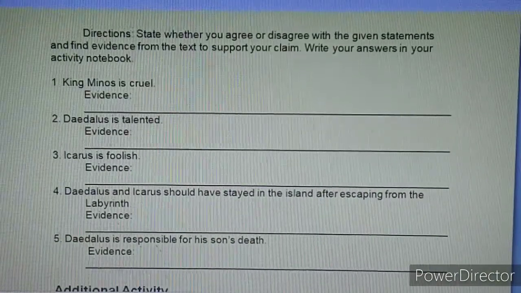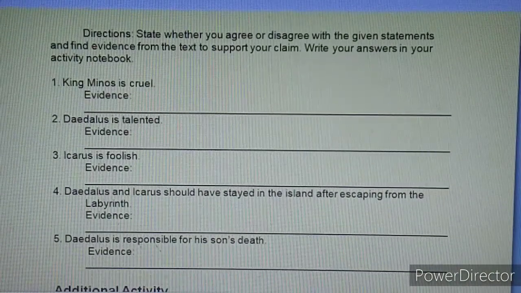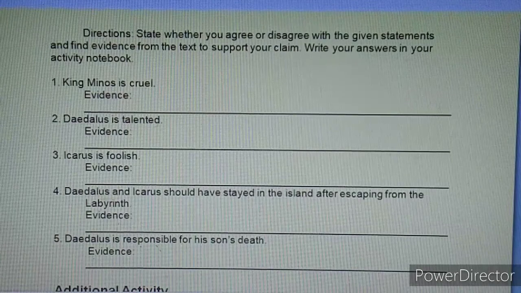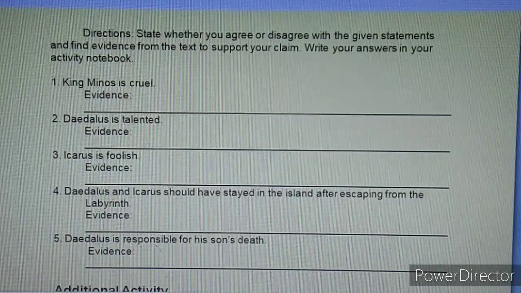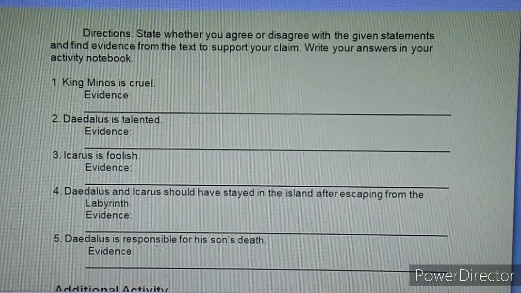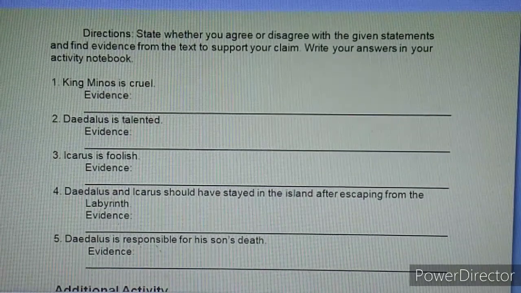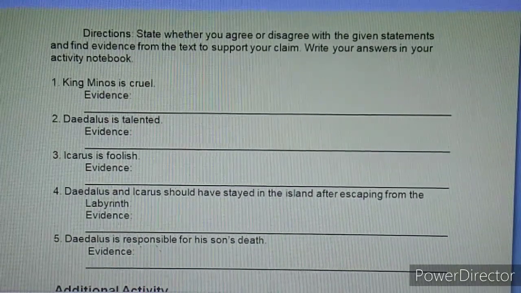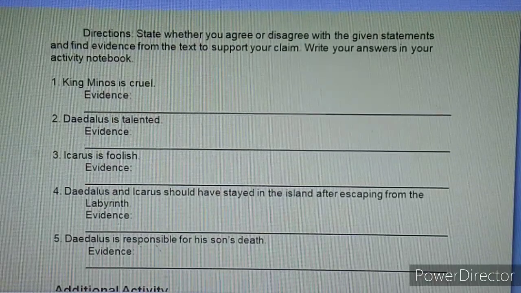After reading the summary of the story Daedalus and Icarus, I want you to state whether you agree or disagree with the given statements and find evidence from the text to support your claim. Write your answers in your answer sheet.